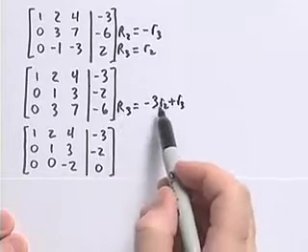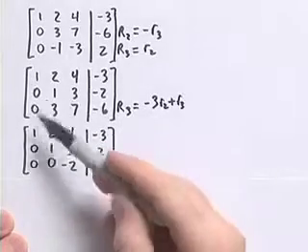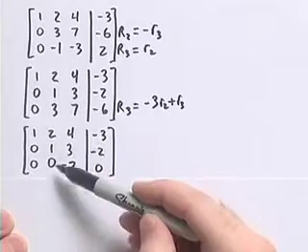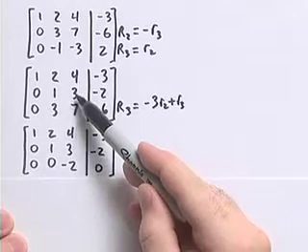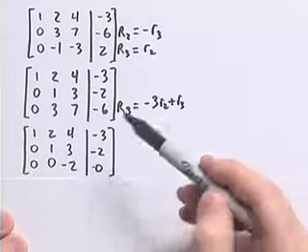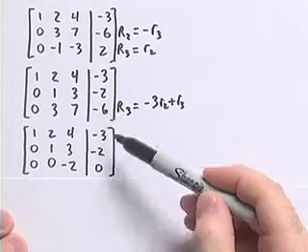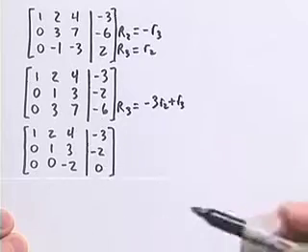To get our new row 3, we take negative 3 times 0 plus 0 is 0. Negative 3 times 1 plus 3 is 0. Negative 3 times 3 plus 7 is negative 2. Negative 3 times negative 2 plus negative 6 is 0.